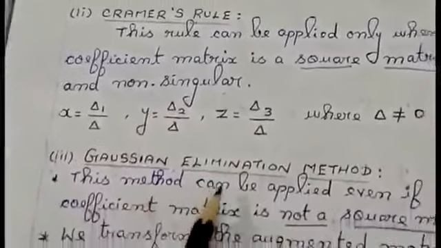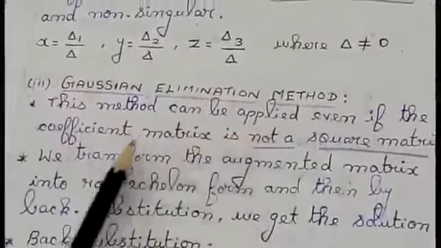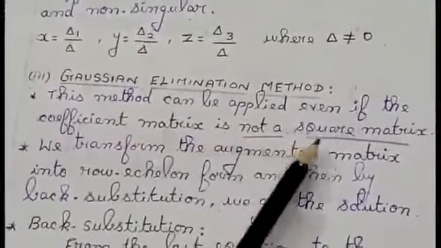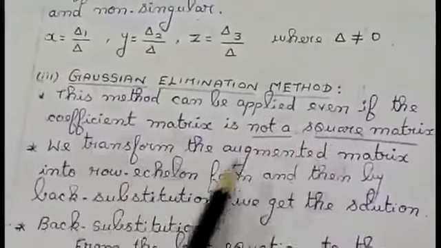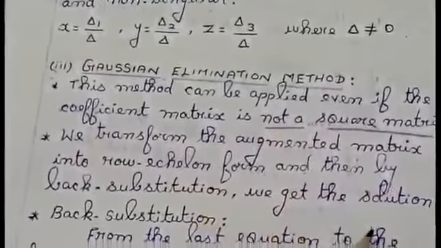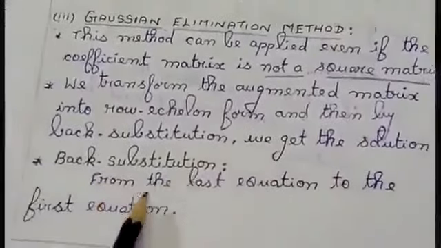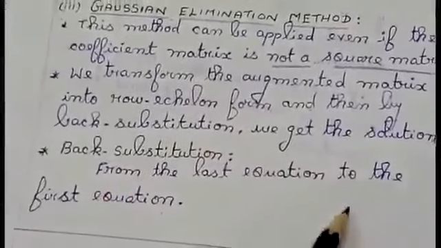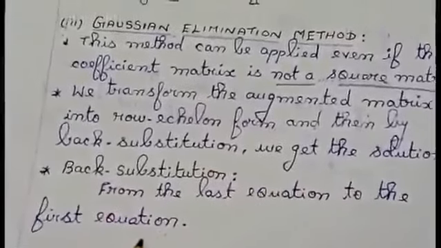Coming to the Gaussian elimination method, this method can be applied even when the coefficient matrix is not a square matrix. We transform the augmented matrix into row echelon form, and then by back substitution we get the solution. Back substitution is nothing but finding the values from the last equation to the first equation, students.